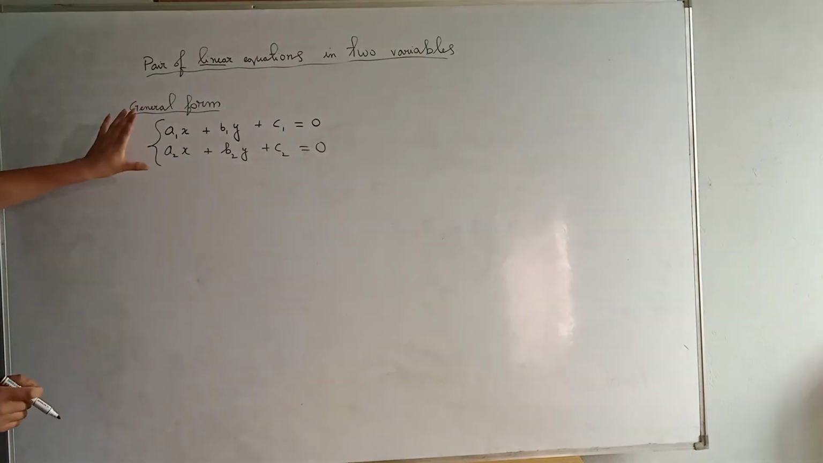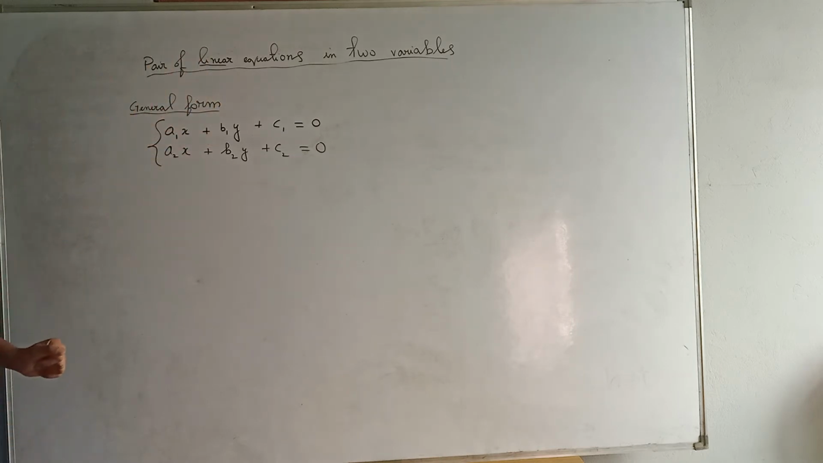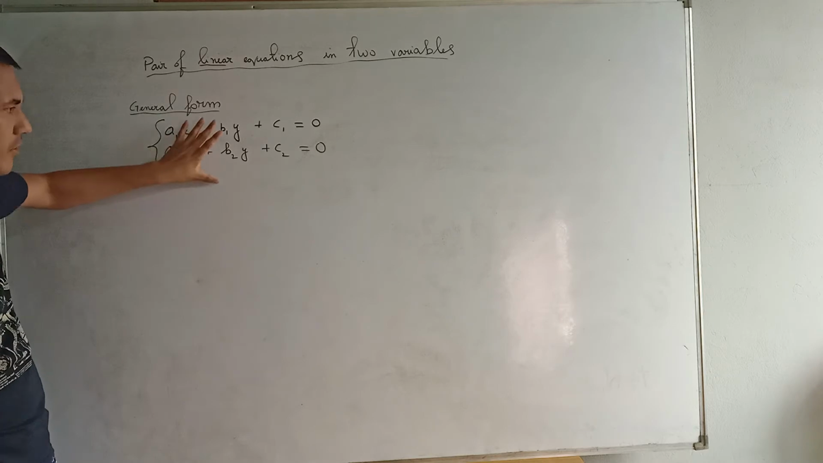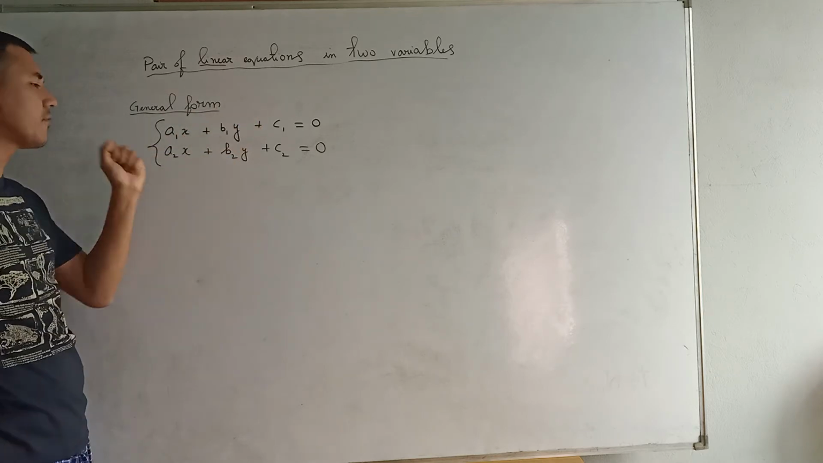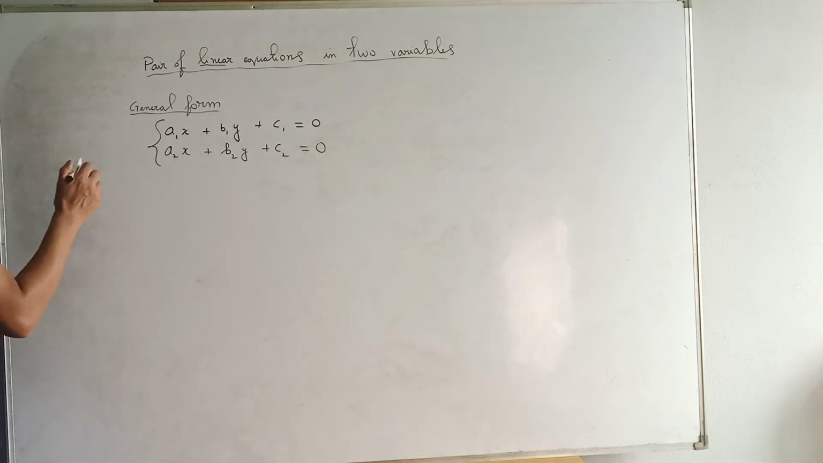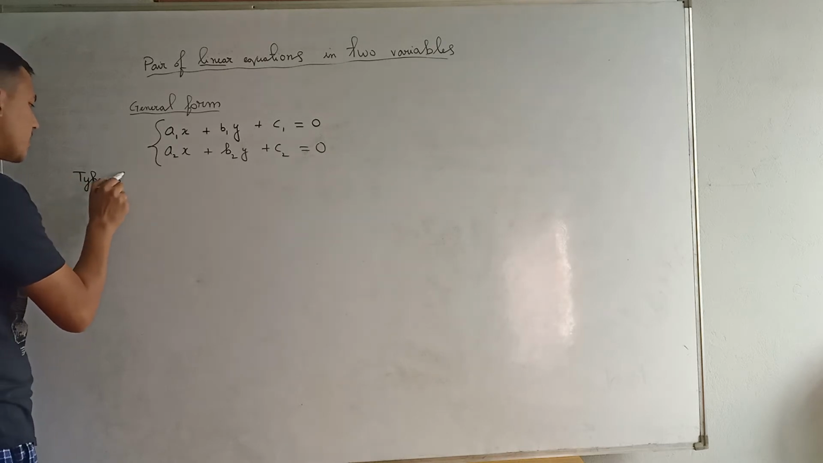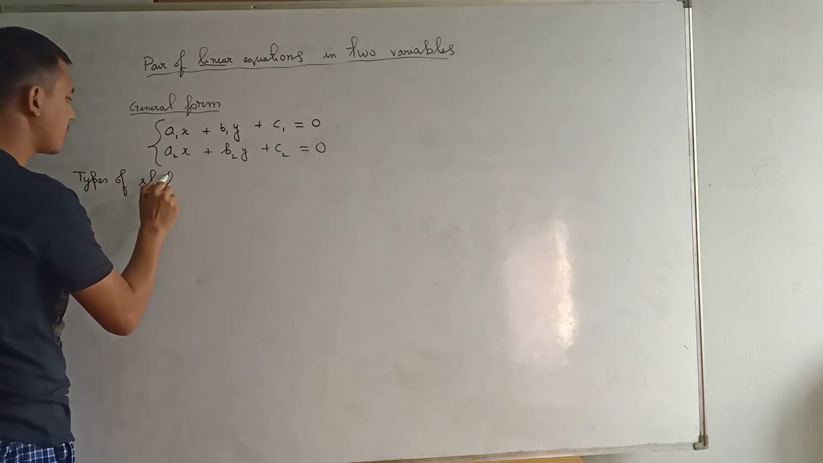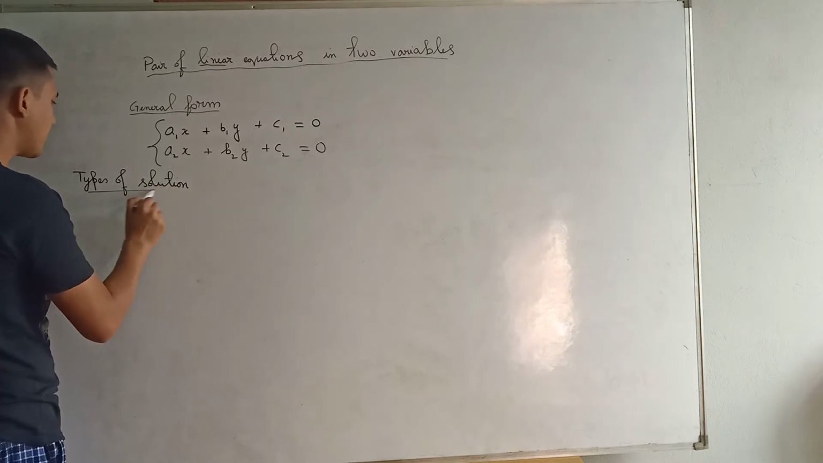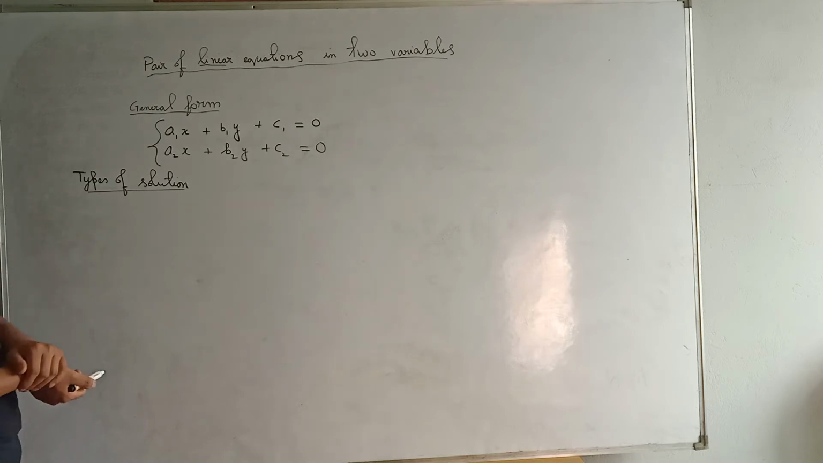So this system of equations, or I can say this kind of pair of equations, can have three different types of solution. So types of solution. This is very important. Types of solution. So, okay, a pair of linear equations in two variables can have three types of solution.